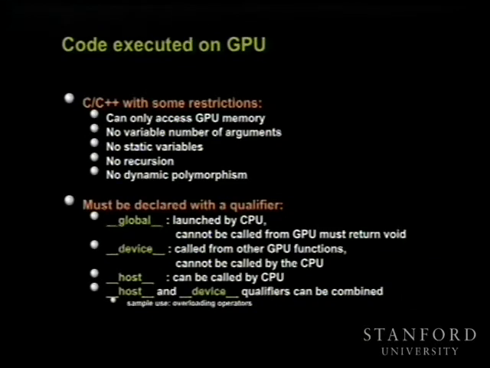A slight difference from generic C functions is you can't have a variable number of arguments. This is basically because the runtime wants to pre-allocate certain buffer sizes and know how much needs to be copied over. No static variables, no recursion. This is the bigger one.